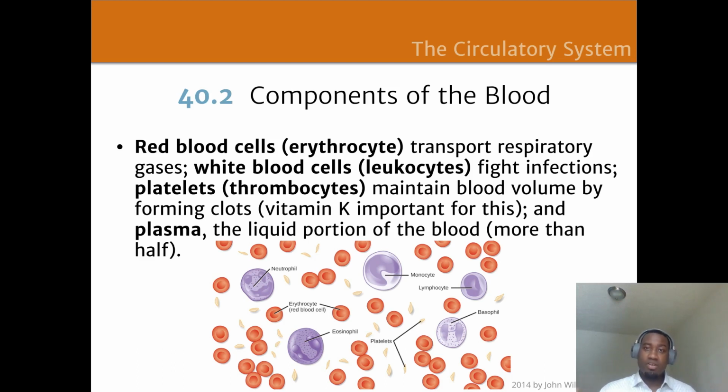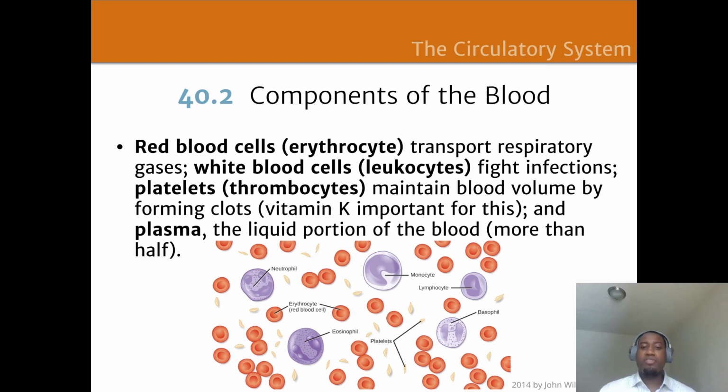Because eventually your blood clots and makes a plug to repair where your blood vessels became injured. And that's going to be caused by thrombocytes, aka platelets, and they help with clotting your blood to make sure you don't bleed out, and they repair the blood vessels. Vitamin K is really important for that process.